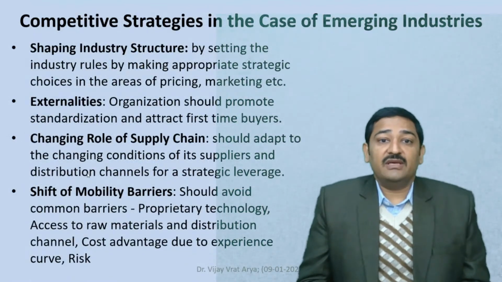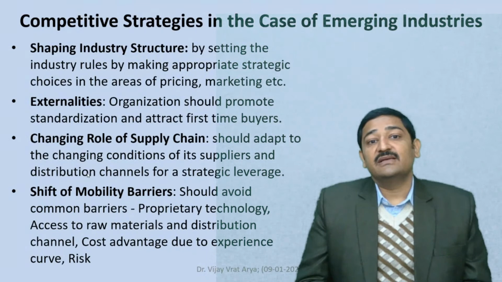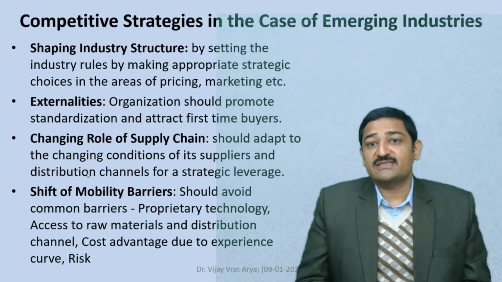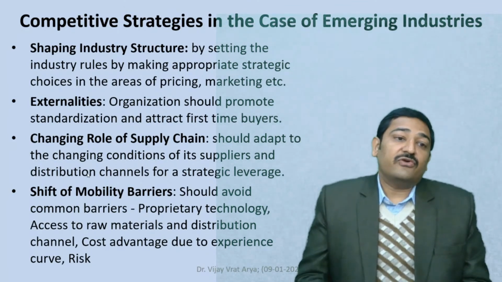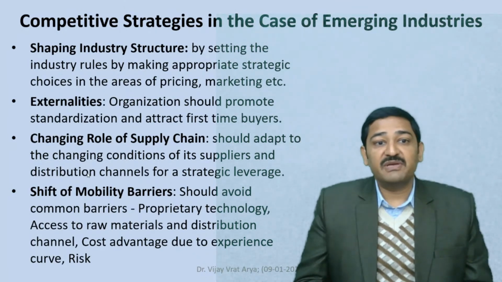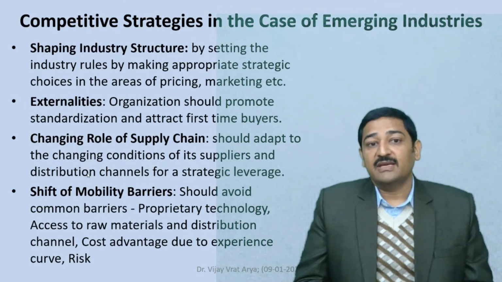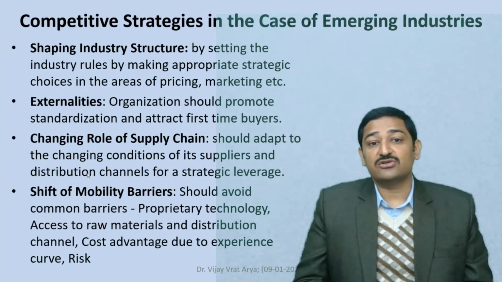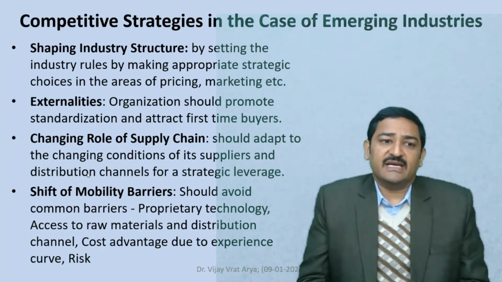Now, we further need to understand the kind of competitive strategies which can address these types of emerging industry situations. So for that, one such strategy could be the part of shaping industry structure. It can be taken care of by setting the industry rules, by making appropriate strategic choices in the areas of pricing and marketing, or maybe some other correlated areas.